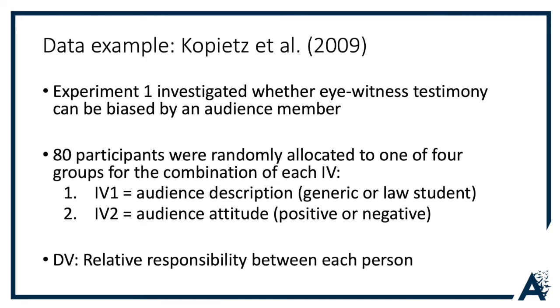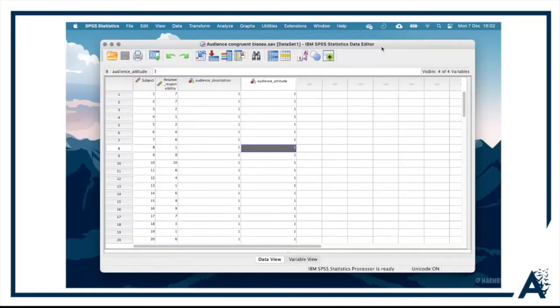So in the next section we'll see how you can perform a 2x2 ANOVA in SPSS. For a two-way ANOVA, the data will look a little something like this. We have one column for our dependent variable. In this study, it's the relative responsibility, so we can see that it's a scale variable. We then have two columns, one for each between subjects independent variable. So we can see it's labeled as a category, and we can switch between the values and labels.